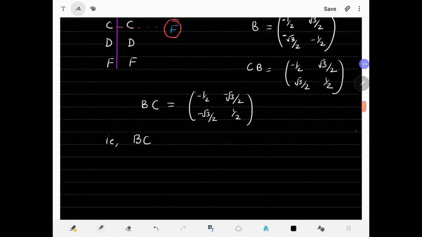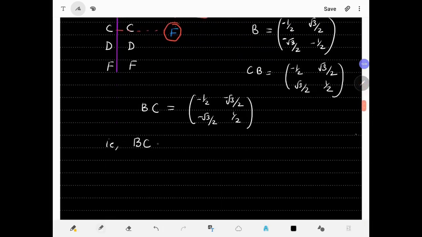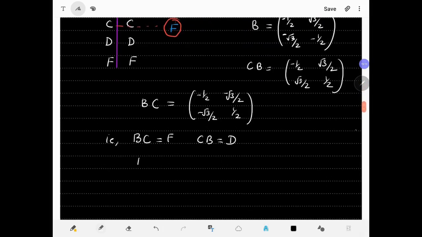So the combination BC gives a matrix which is equal to F, and the combination CB gives D, and immediately you see that the matrices do not commute. And if the matrices do not commute, that is, if the elements in a group do not commute, such a type of group is called a non-abelian group, about which we will see later.